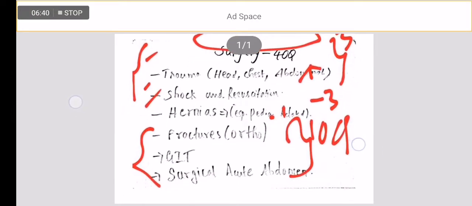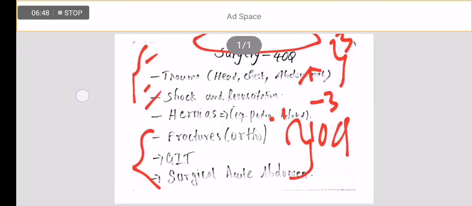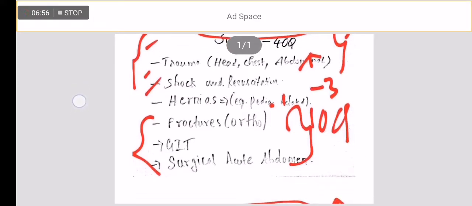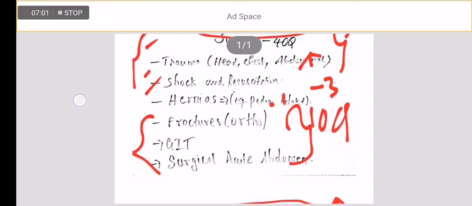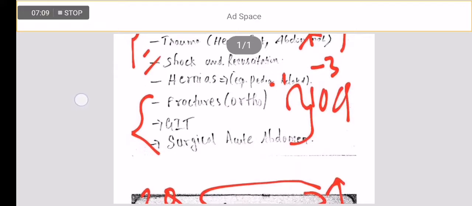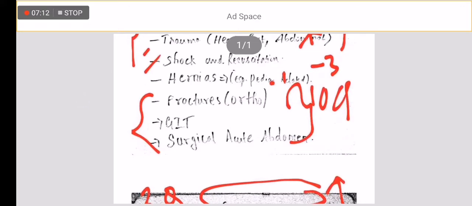And then surgery, you have to study trauma related to head, chest, abdomen. You may get 3 or more questions. Shock and resuscitation, you can get 2 or 3. And hernias, you can compulsorily get 3 questions. We may get more, but not less than 3, especially in cases related to pediatrics. Then fractures, orthopedics 1, but GIT and surgical acute abdomen, you can get 10 questions.